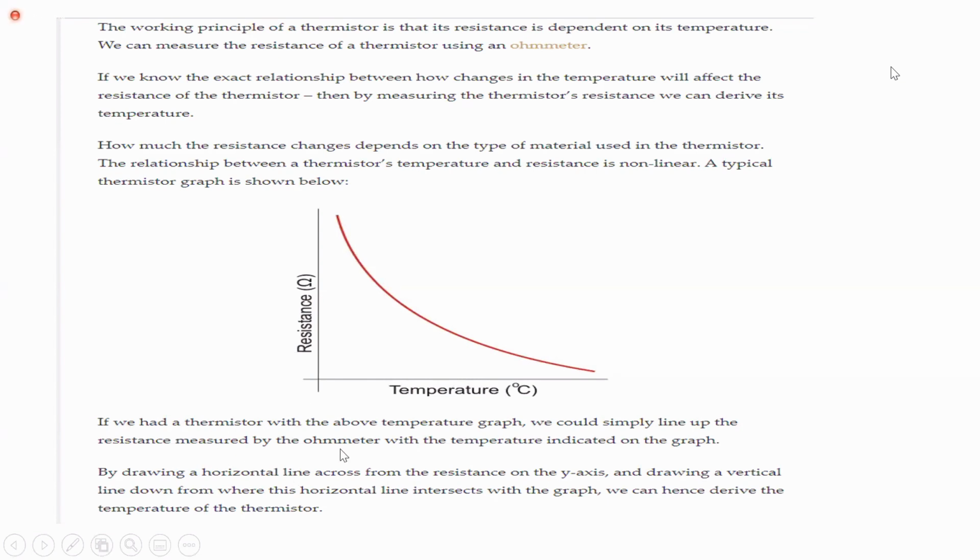If we had a thermistor with the above temperature graph, we could simply line up the resistance measured by the ohm meter with the temperature indicated on the graph. By drawing a horizontal line across from the resistance on the y-axis and drawing a vertical line down from where this horizontal line intersects with the graph, we can derive the temperature of the thermistor.